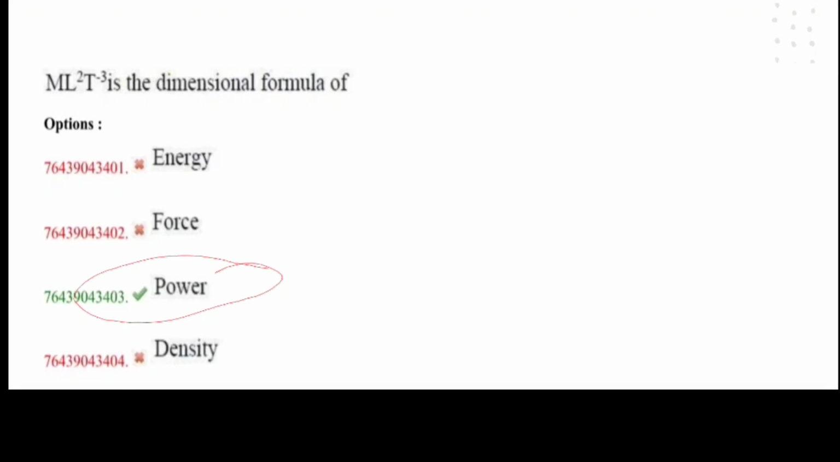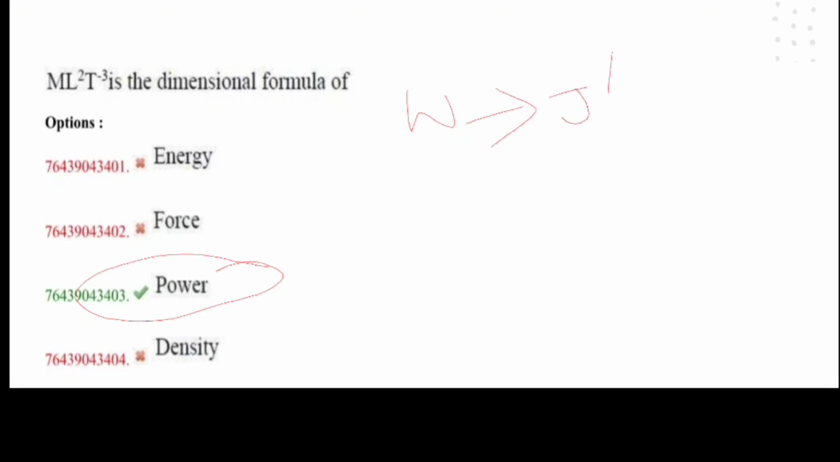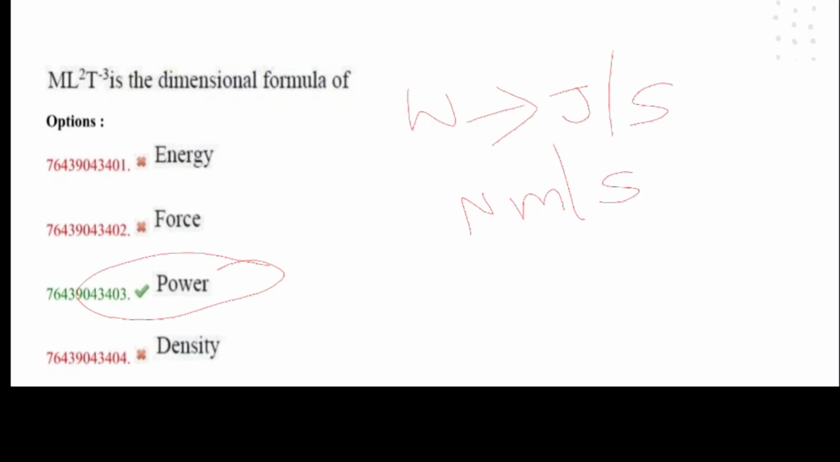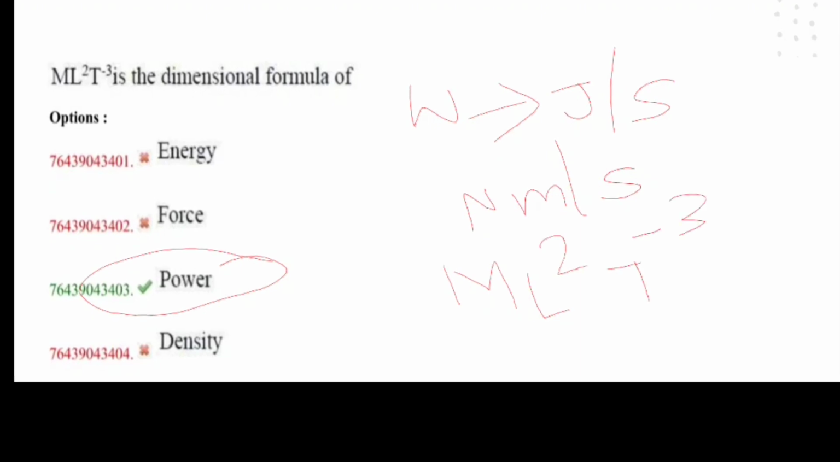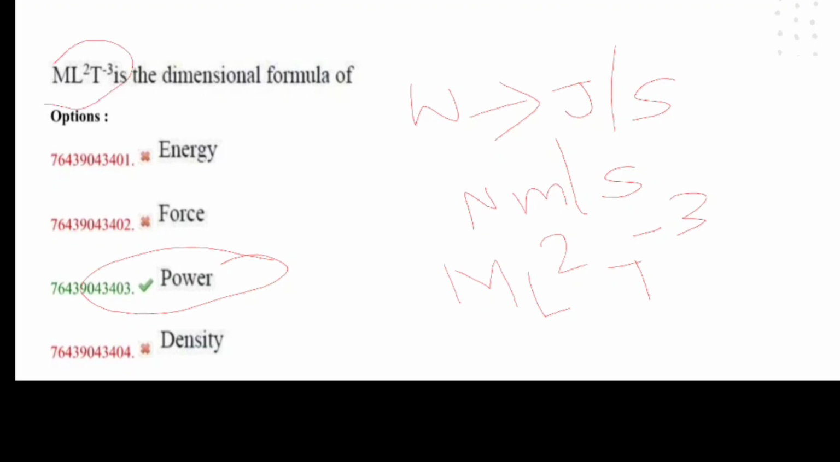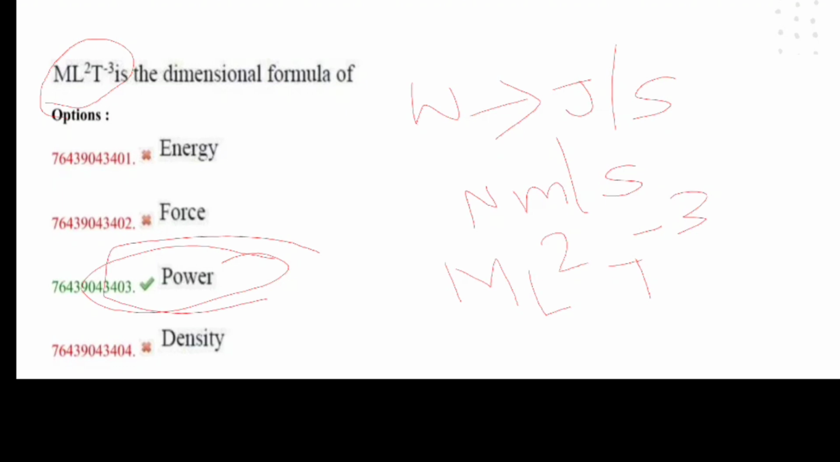We know the power SI unit is watt, also called joule per second or Newton meter per second. We know the dimensional formula for newton, and Newton meter per second is ML²T⁻³. So this given ML²T⁻³ is the dimensional formula for the quantity power.